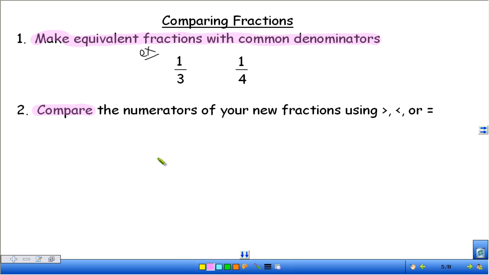Your second step for comparing fractions is you compare. You can just write that down. You look at your numerators, whichever one is bigger is the bigger fraction.